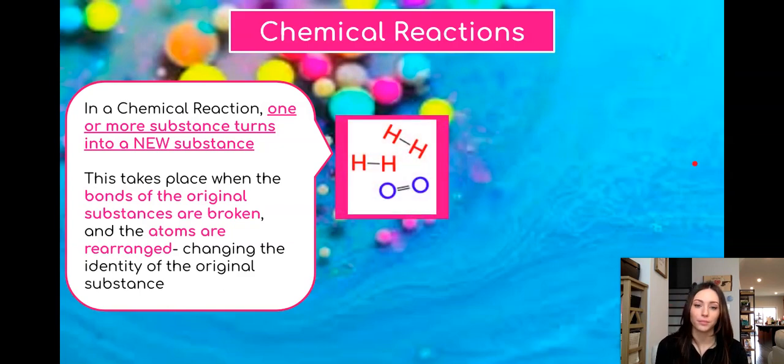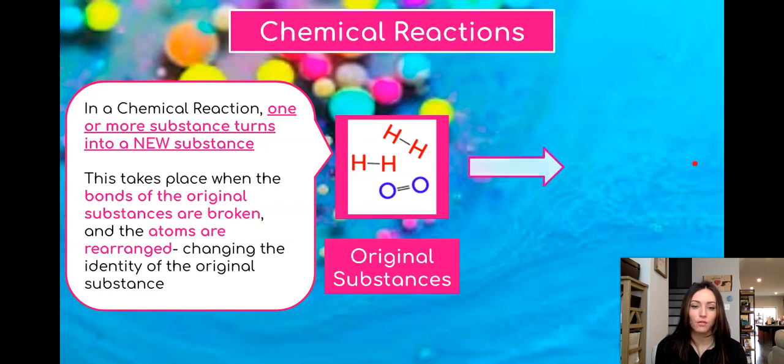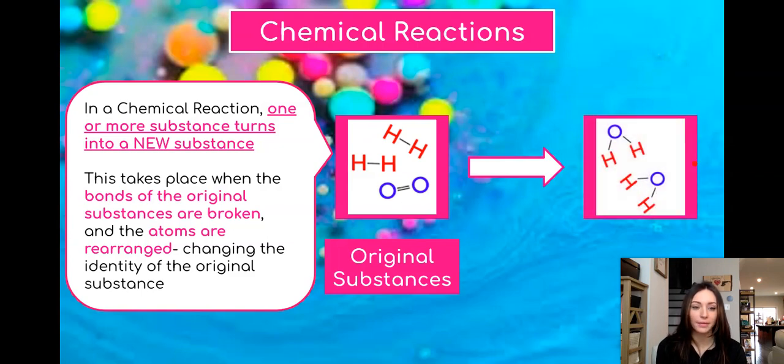Let's look at an example. We can see here that we have a couple of hydrogen molecules and an oxygen molecule. These are the original substances in this reaction. Over the course of a chemical reaction, the bonds in these original substances will be broken apart. Their atoms can then rearrange into a new configuration, which represents an entirely new substance. In this case, we can see that our hydrogen atoms and oxygen atom have reacted and rearranged into two molecules of good old H2O, or water.